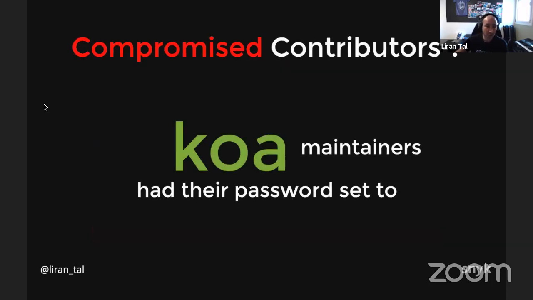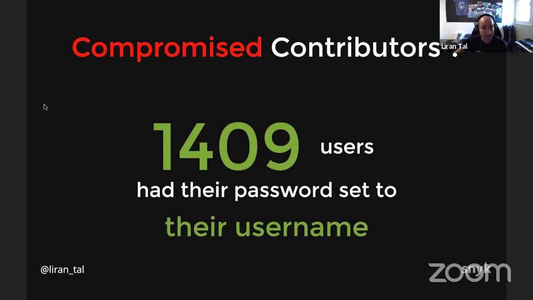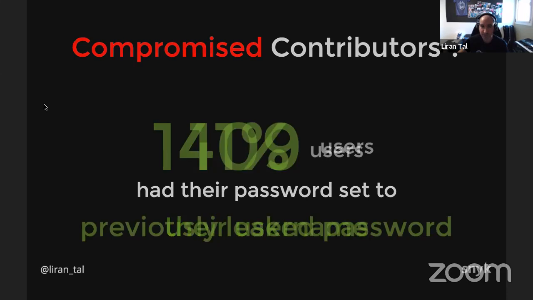So for example, Koa maintainers had their password set to password, which is probably a bad idea. So please do not underestimate your credentials to NPM, GitHub, or anywhere else. More than 1,000 users had their password set to their username to publish a package for their NPM user. So again, I'm telling you, do not use bad passwords.